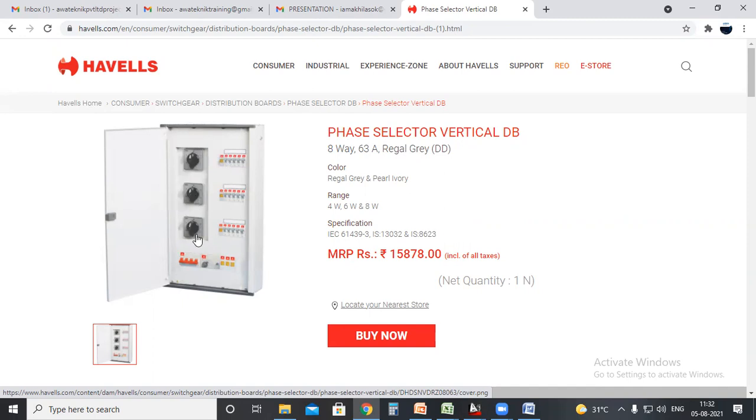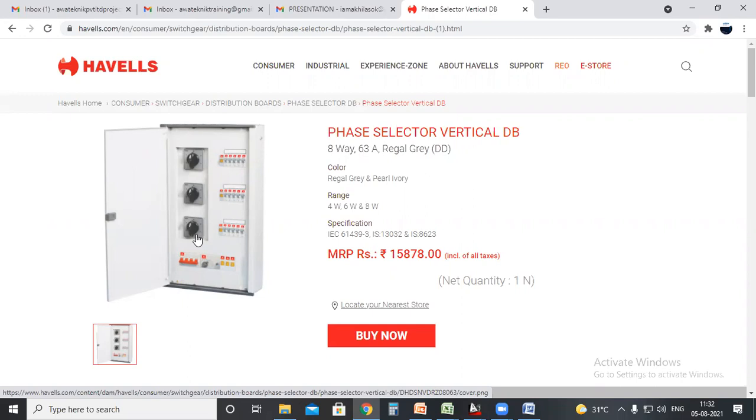But as I told, that was an emergency situation. You need supply in those particular circuits. So you rotated it. But when the power comes back, you will forget to make it the previous position, that means RYB. So that is the main disadvantage. You will forget to make it the previous position.